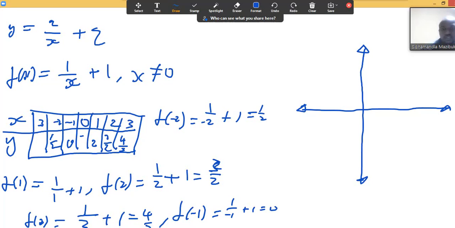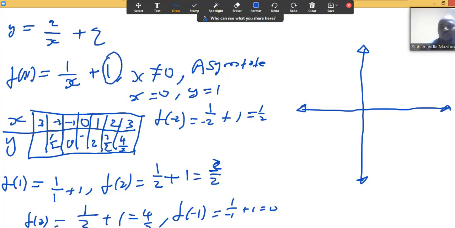The asymptote means the graph doesn't touch that line. So in this case we can say that x equal to 0 is an asymptote because the graph will never touch the line x is equal to 0. And the same thing you can say, y is equal to 1. So this is our asymptote here. So q is always defined as the y asymptote. Q is our y asymptote.